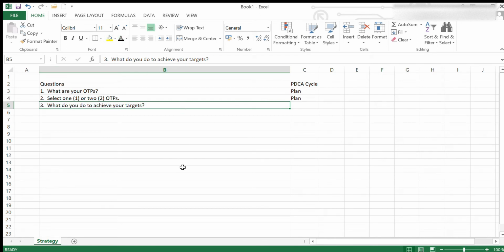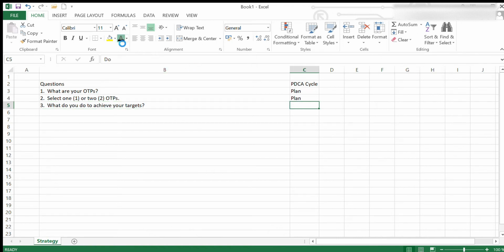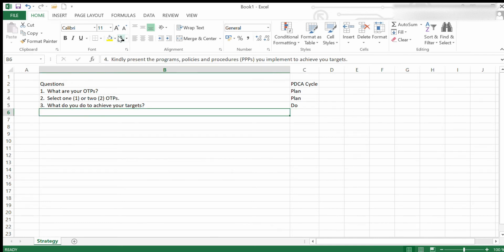Then the next question is: what do you do to achieve your target? Here you're asking what the strategies of the safety department or any other department are in order to achieve those targets. What will they do to reach their goal of, for example, having zero fall accidents? This time it will fall under the do, because you are focusing on what the department will do in order to achieve their targets.